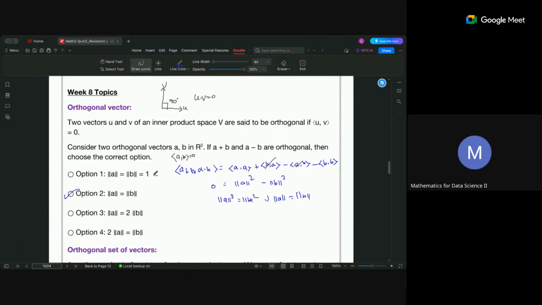But this is not the case. This need not be the scenario. This is also wrong. This is also wrong. So only option 2 is correct here. Okay? Fine? All right.